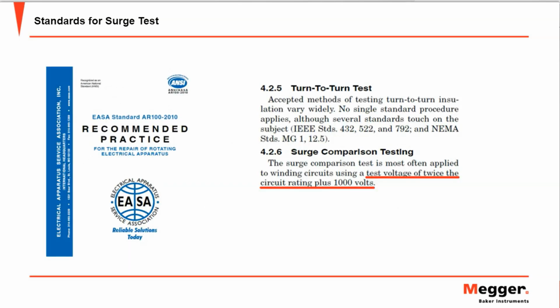But now we have, this is 2010. This is not the updated one, but I want to show you that in the past, in 2010, the ISO organization was talking about a surge comparison test. The recommendation that year was a test voltage of twice the circuit rating voltage plus 1,000. But this recommendation came from Baker, because we invented the patent and we recommended 2 times the rated voltage plus 1,000, and now it's written in that standard.